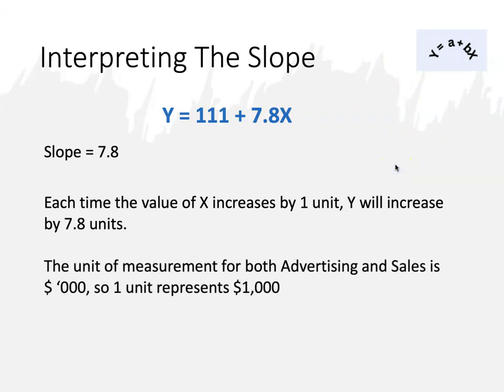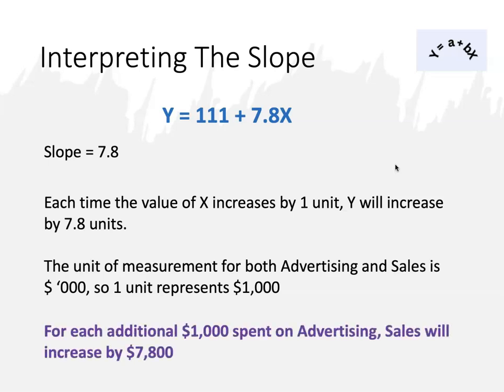So since the unit of measurement for both values, both advertising and sales, is in the thousands, meaning 1 unit represents $1,000, for the interpretation I would say for each additional $1,000 spent on X, which is advertising, the value of sales will increase by 7.8 units, which is $7,800. Alright, so that's the interpretation for the slope.